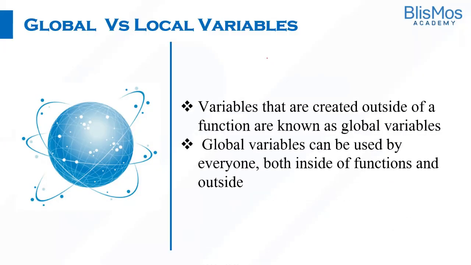Global variables are the variables that are created outside of a function. We are going to discuss functions later, but since we are discussing variables here, we are talking about global and local. Any variable you declare or define outside a function is known as a global variable. Since we are declaring them outside the function, they can be used by everyone, both inside the function and outside the function.